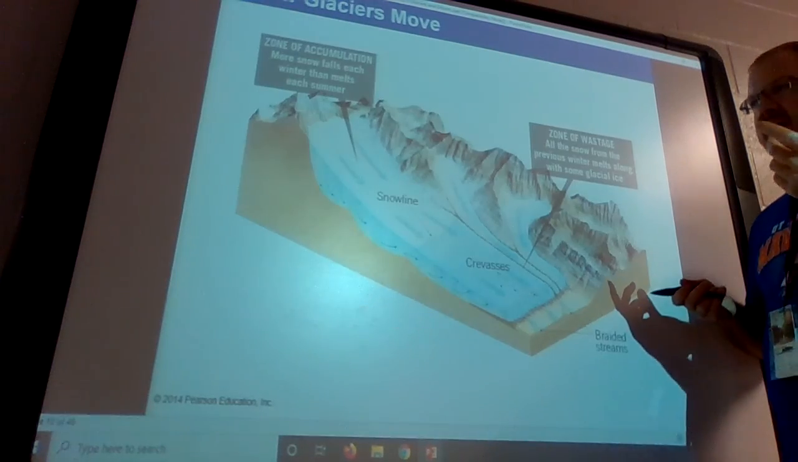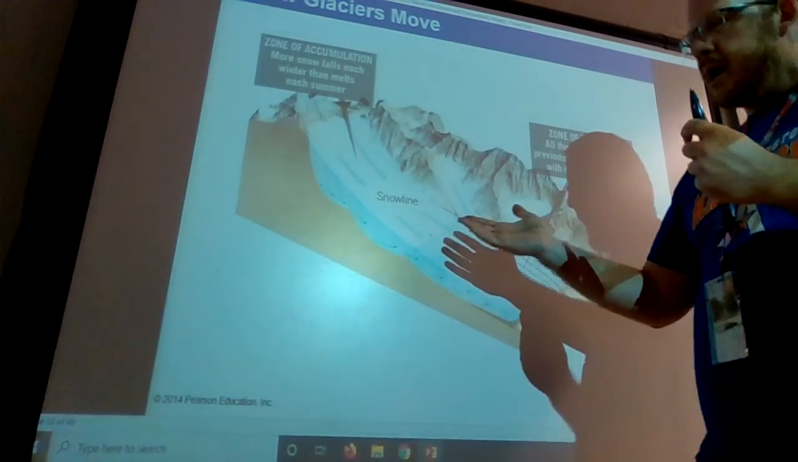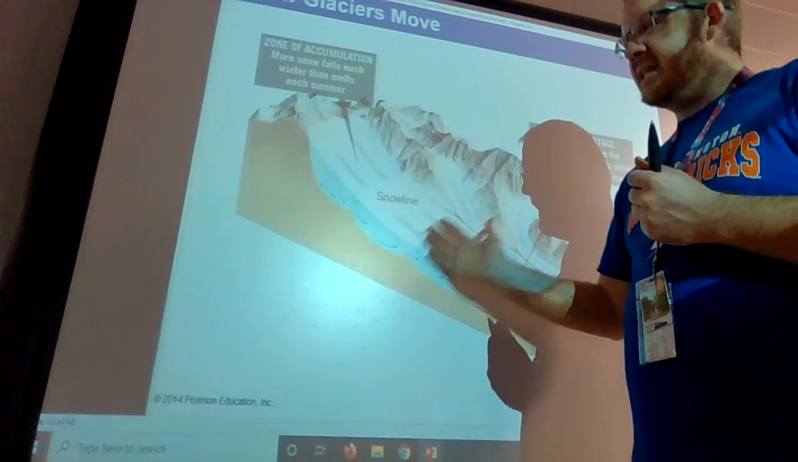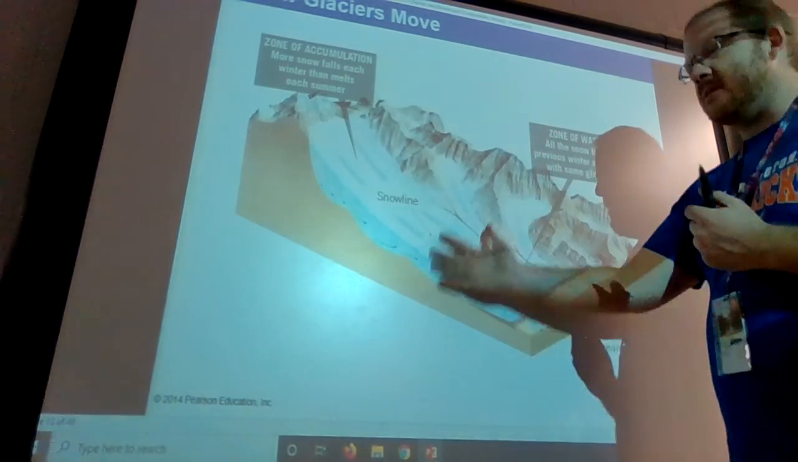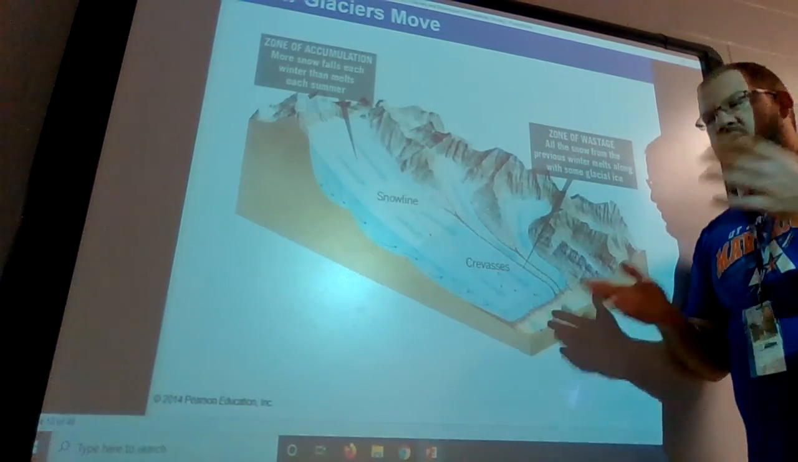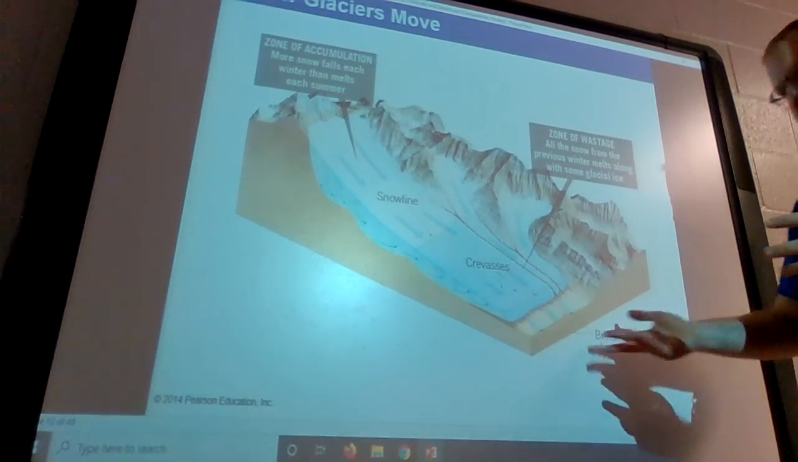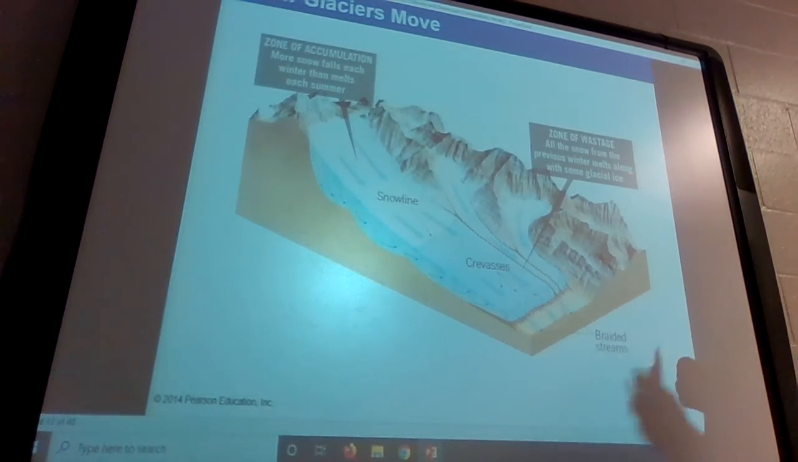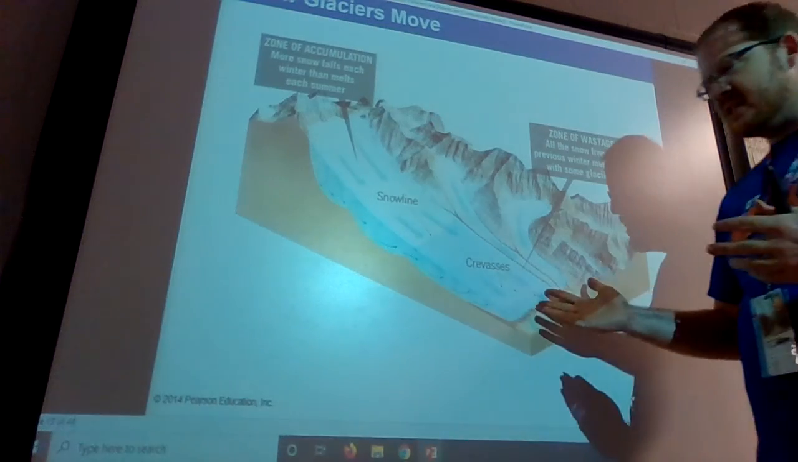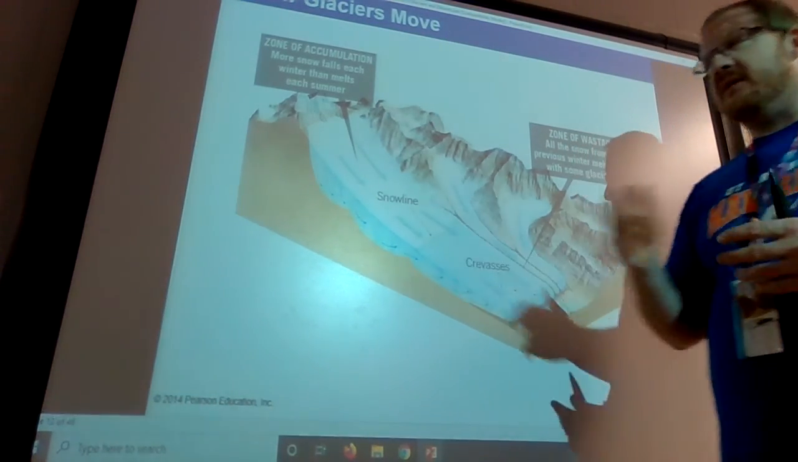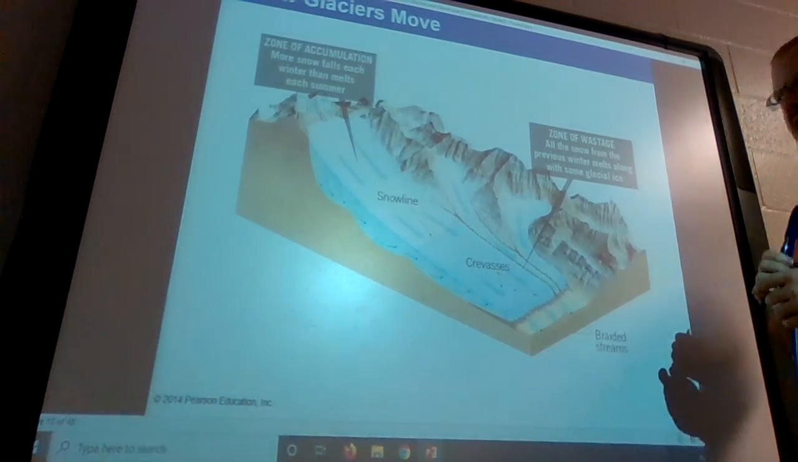In order to have a glacier, you want your glacier to have more stuff put in at the top than you have melting at the bottom. If you get that, your glacier will grow. It will advance down towards the bottom. If you're melting more than you're putting in, it will actually retreat and shrink and kind of back up the mountainside.